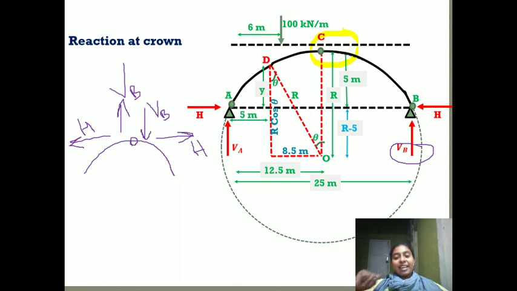This is the reaction at the crown. So you can consider either the right or the left. It should be balanced. But see, only at the hinge this exists. Anywhere in the arch other than the hinge, you will have horizontal shear, vertical shear, normal thrust and radial shear.